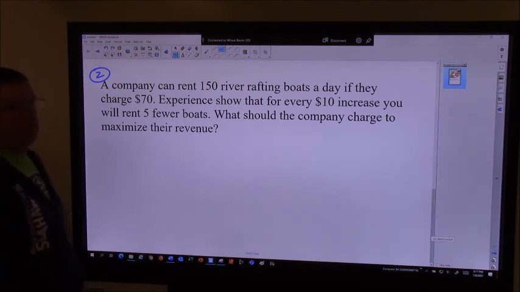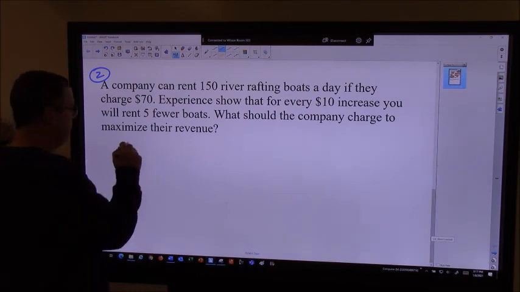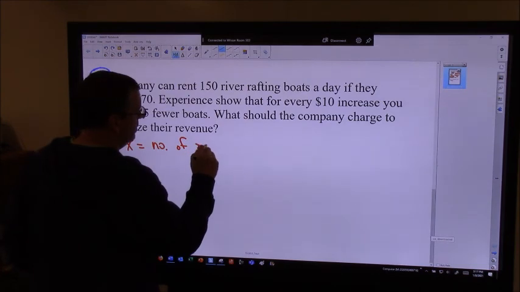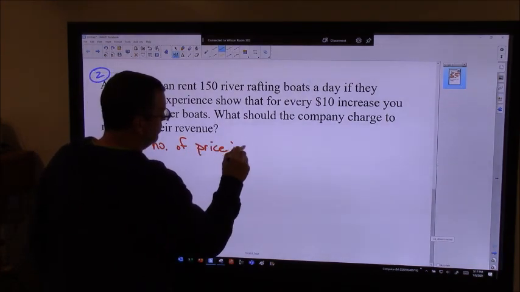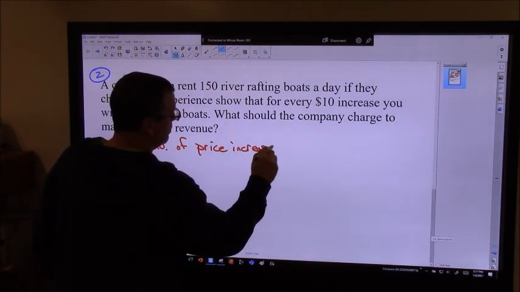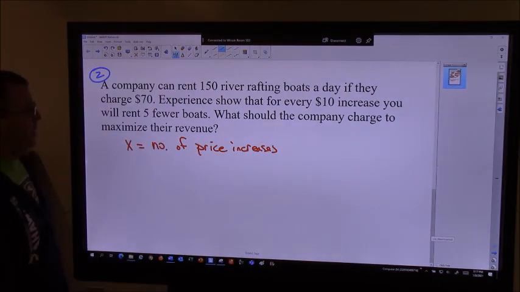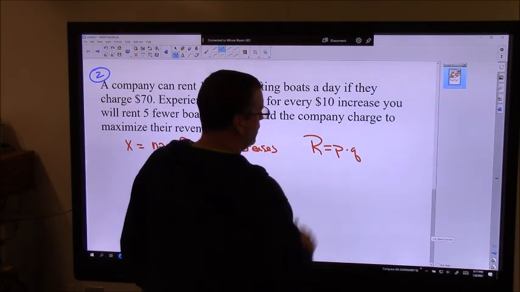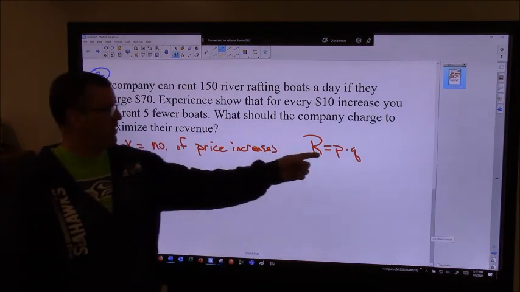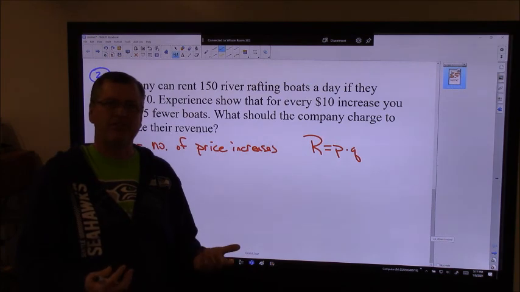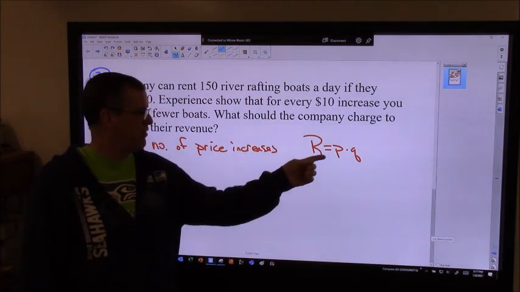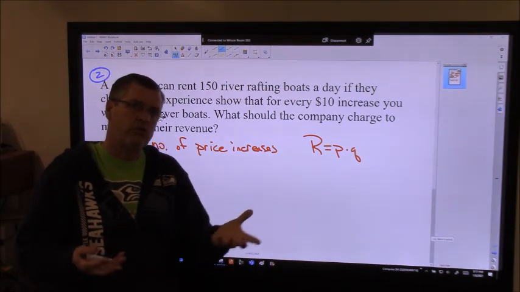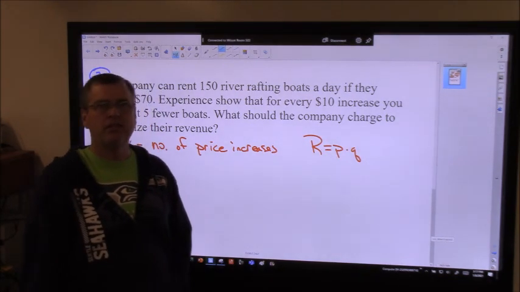All right, so I'm going to start the same way I did before. I'm just going to say let x equal the number of price increases. And I know that revenue equals price times quantity. I feel like if you forget this and you just stop and think, it makes sense. If I sell hamburgers, I got to take the number of hamburgers I sell times the price I charge. That's how much revenue I made for that day, the money coming in.